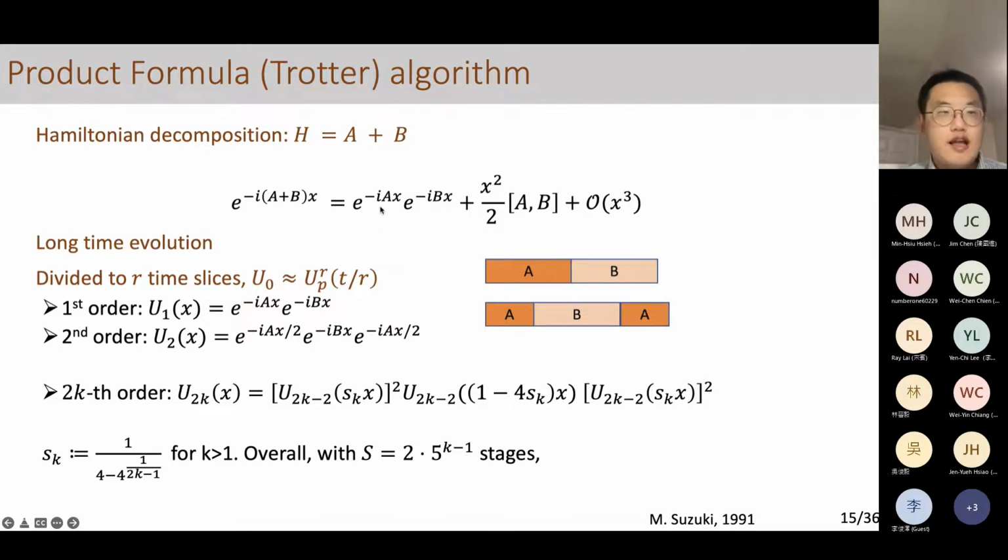But in a long time evolution, at first we need to divide the whole time evolution into r slices. Then in each slice, we implement a Trotter approximation. Like the first order implements the evolution A first and then B, and the second order is A, B, and A. The higher order Trotter methods can also be defined recursively. So with a 2k-th order product formula, we totally have 2 times 5 to the power k minus 1 stages. Here, one stage means, for example, if we have L terms, then the first order implements H1 to HL. The second order means H1 to HL, then HL to H1. So this is the 2 stage. Here, the stage means the repetition of this pattern.